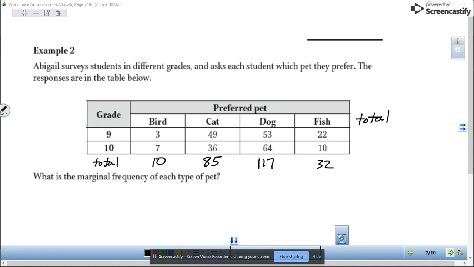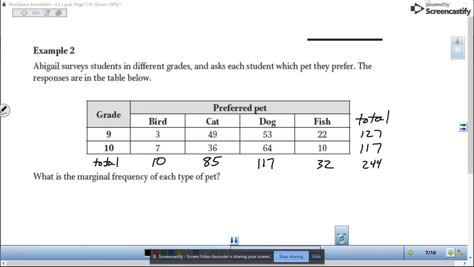All right. So then we can add up the total numbers. For grade 9, it's going to be 3 plus 49 plus 53 plus 22, which is 127. So 127 ninth graders were surveyed. 7 plus 36 plus 64 plus 10 is 117. So 117 10th graders. And then total people surveyed should come out to 244.